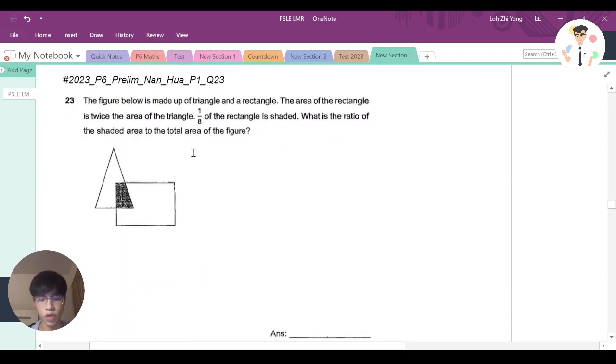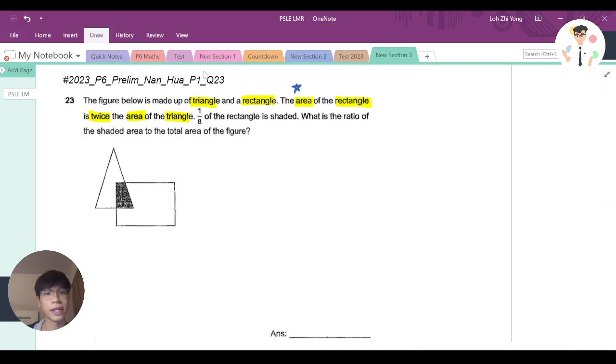From Nowa Paper 1, question 23. This question says that the figure below is made up of triangles and rectangles. Let me just highlight this. And the area of the rectangle is twice the area of the triangle. Okay, this is a keyword. Let me just put a star here first.